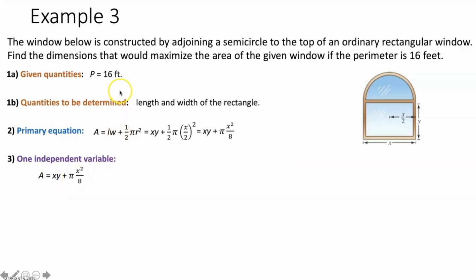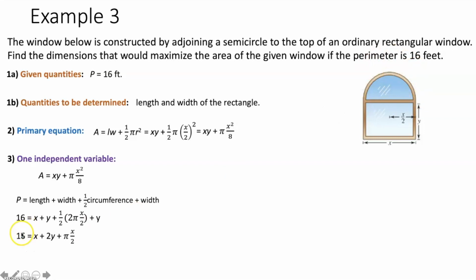Well, I'm going to go back and use my given quantity. What am I given? I'm given the perimeter of this window. So what is the perimeter of this window? Well, it's the length plus the width plus the circumference of half of a circle plus the width. So if I wanted to plug in these variables now, the length is just x, that goes in here. The width is y, that goes in here and here. And the circumference of a circle is 2 pi r. And the r in this case is our radius, which is x over 2. So we plug in for circumference 2 pi x over 2. Now we multiply that by half because it's only half of a circle. It's a semicircle. So now if I were to simplify that, I end up getting 16 is equal to x plus 2y plus pi x over 2.